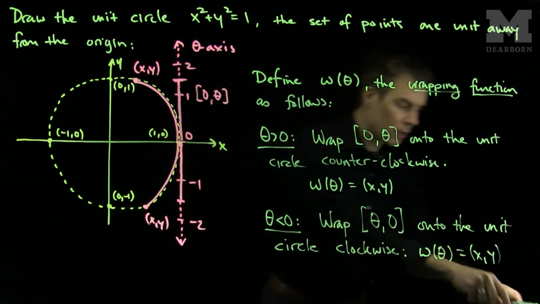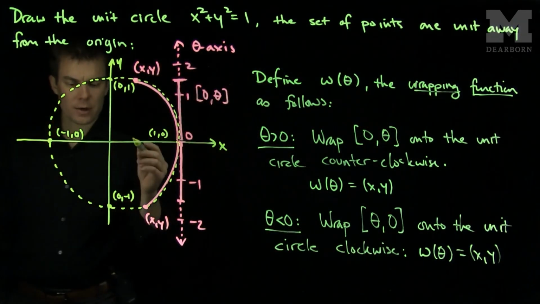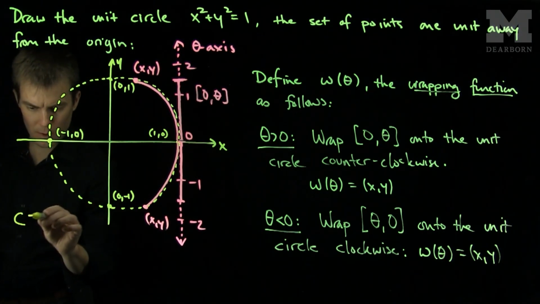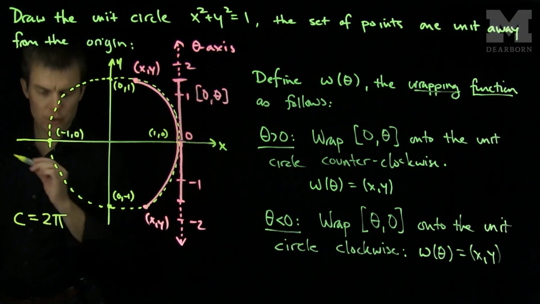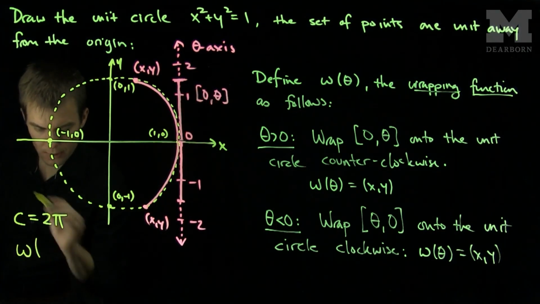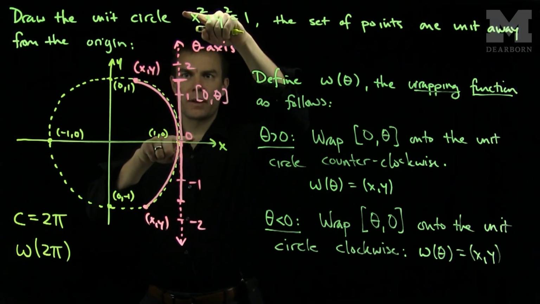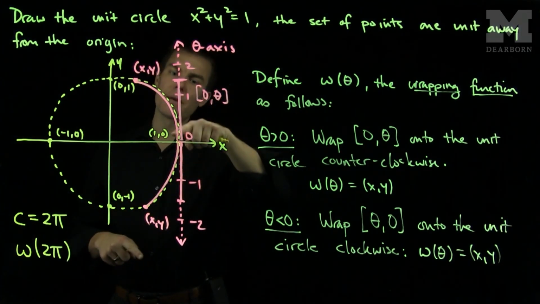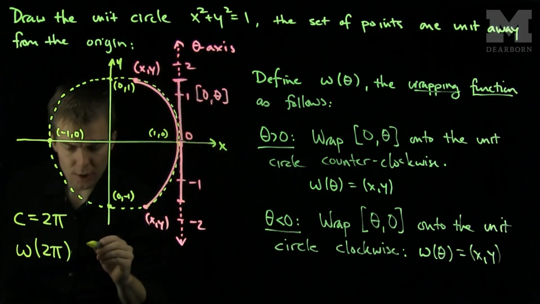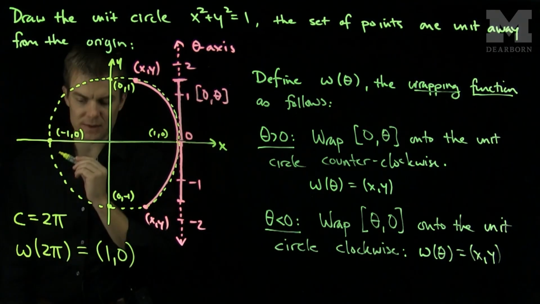So for example, we know that the circumference of the unit circle is 2 pi. So if I looked at the wrapping function of 2 pi, I would plot an interval of length 2 pi and wrap it completely around the unit circle and get back to where I started. So the wrapping function of 2 pi will get back to the point 1, 0.